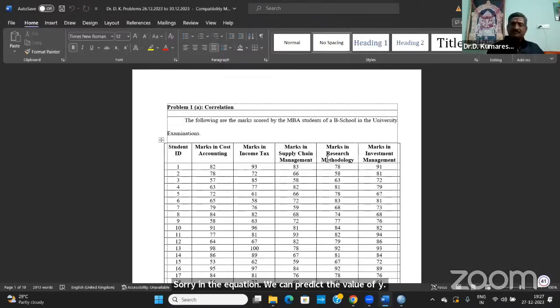Similarly, if suppose X is the dependent variable and Y is the independent variable.